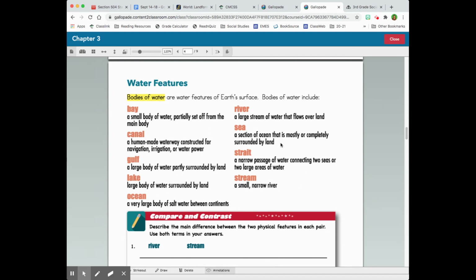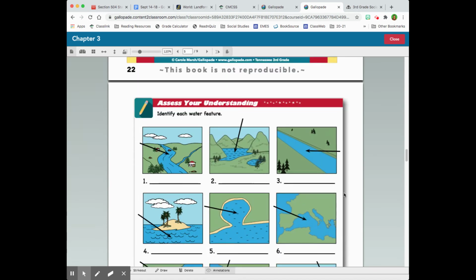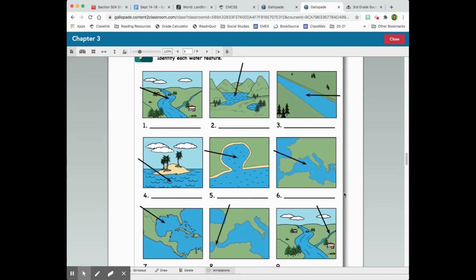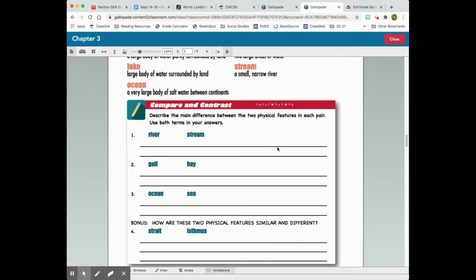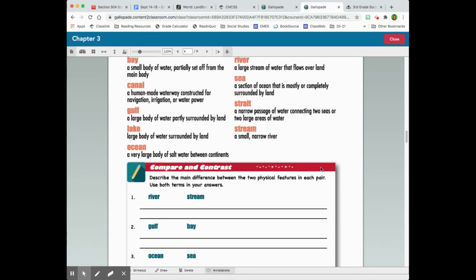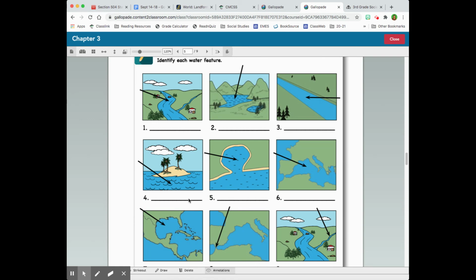Okay, so maybe this says it could be a sea or an ocean. So a section of ocean that is mostly or completely surrounded by land, or a very large body of salt water between continents. So I'm going to have to go with this is the ocean because it doesn't totally match that description of sea. So I'm going to go ahead and write ocean down there.